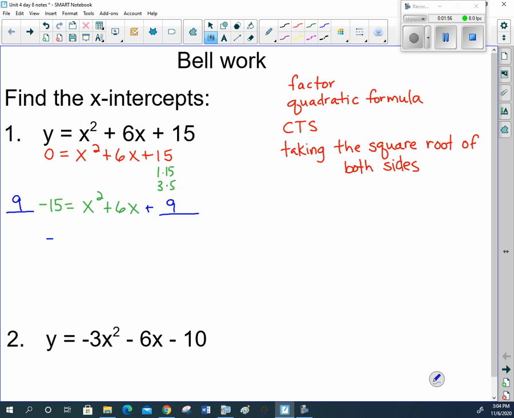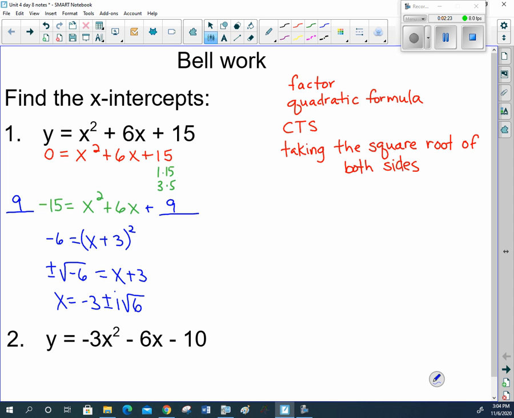9 minus 15 is negative 6. And then I'm going to write the other side as a binomial squared. So x squared plus 6x plus 9 factors to x plus 3 quantity squared. Now when I solve that, I'm going to take the square root of both sides, and I'm going to end up with plus or minus the square root of negative 6 equals x plus 3. So x equals negative 3 plus or minus i root 6.